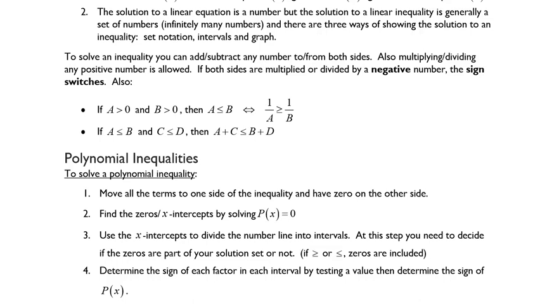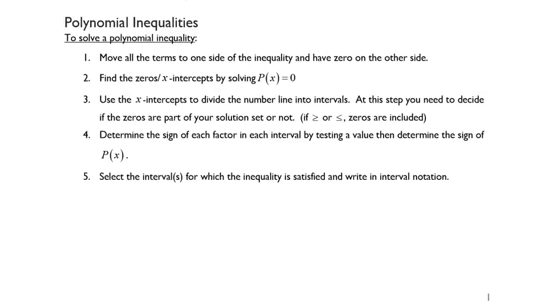So now let's review the rules for polynomial inequalities. To solve a polynomial inequality: 1, move all the terms to one side of the inequality and have 0 on the other side. 2, find the zeros or x-intercepts by solving p of x equals 0. 3, use the x-intercepts to divide the number line into intervals. At this step, you need to decide if the zeros are part of your solution set or not. If greater than or equal to or less than or equal to, zeros are included.